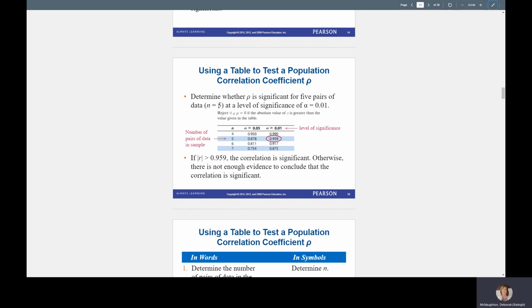So if the sample size is n equals 5 and level of significance 0.01, then we need an R of at least 0.959. The absolute value has to be at least 0.959. So anything positive greater than 0.959, so if it's 0.96 or above, that would be significant, or if it's below negative 0.959, then it would be significant. Otherwise, there's not evidence to conclude the correlation is significant.